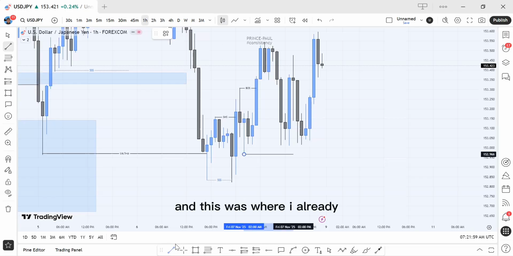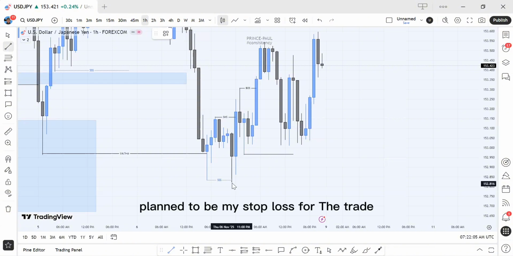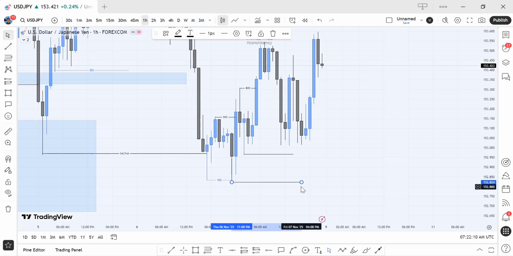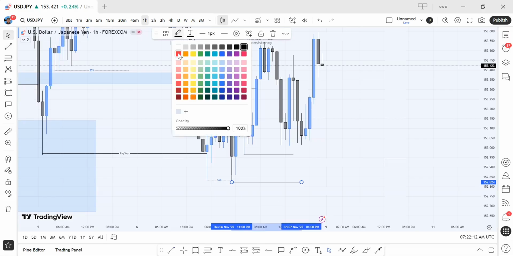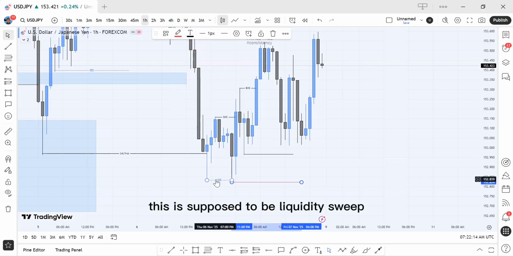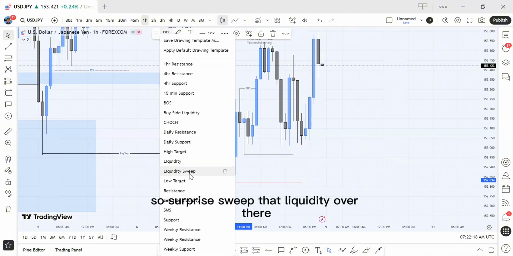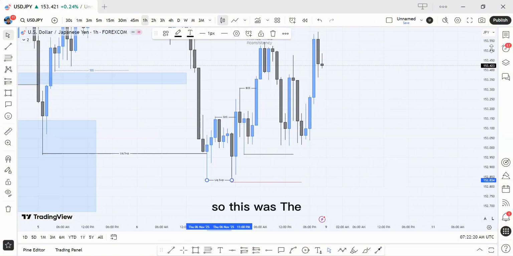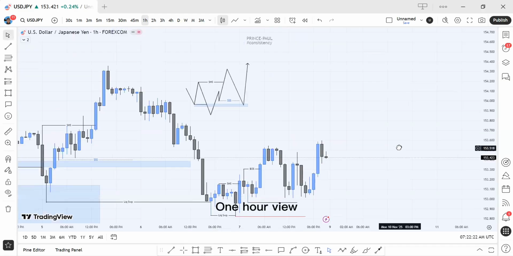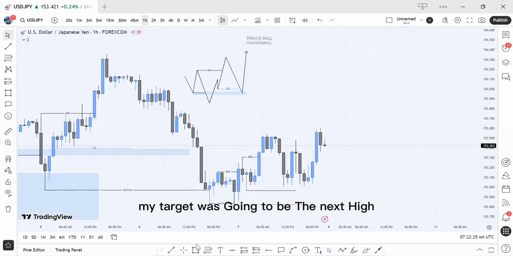And this was where I already planned to be my stop loss for the trade, right? This red line over here. This is supposed to be a liquidity sweep, because price swept that liquidity over there. So, this was the 1 hour view. My target was going to be the next high, the next visible high that we can see.